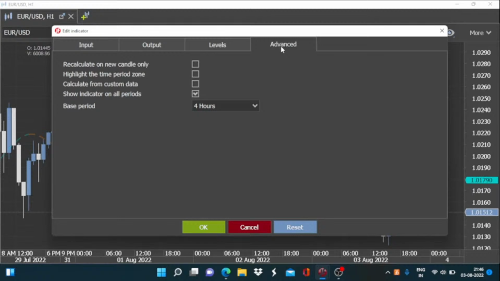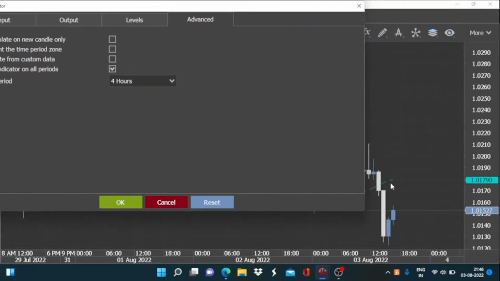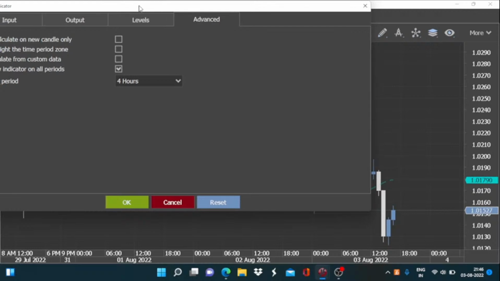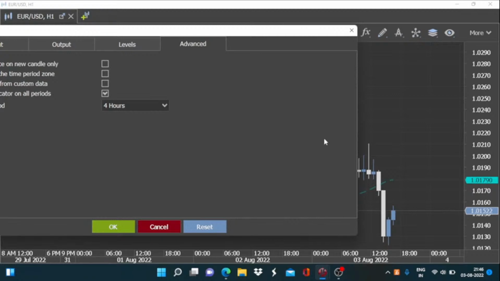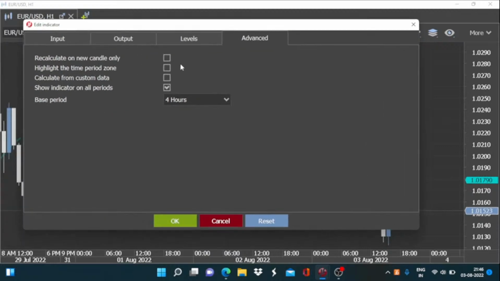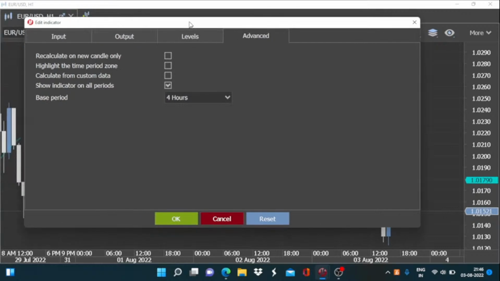For additional customization, you can opt for these advanced options, you can go for this recalculate on new candle only. So when you opt for this, the plotting will remain constant for the whole of the candle period. But if you don't opt for this, then it will keep varying for the whole duration of the candle, depending on the current closing value of that particular candle.